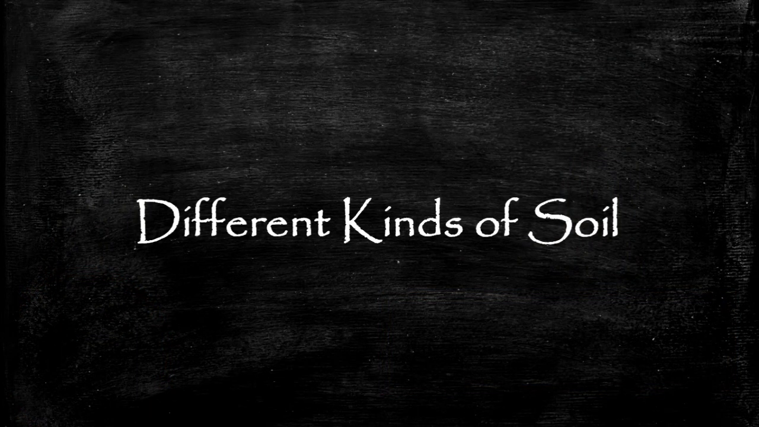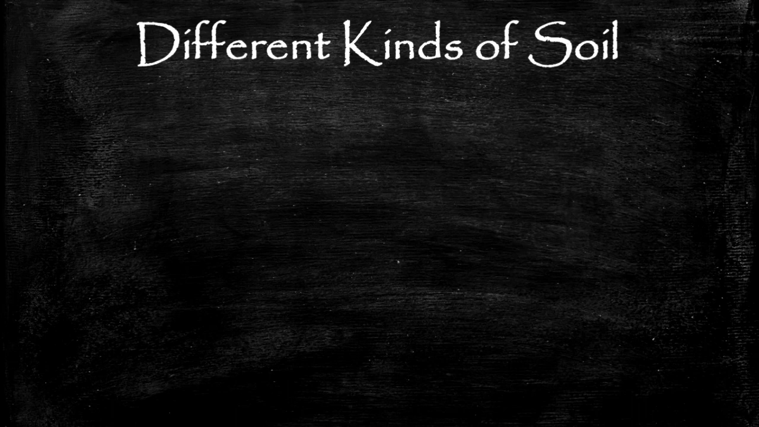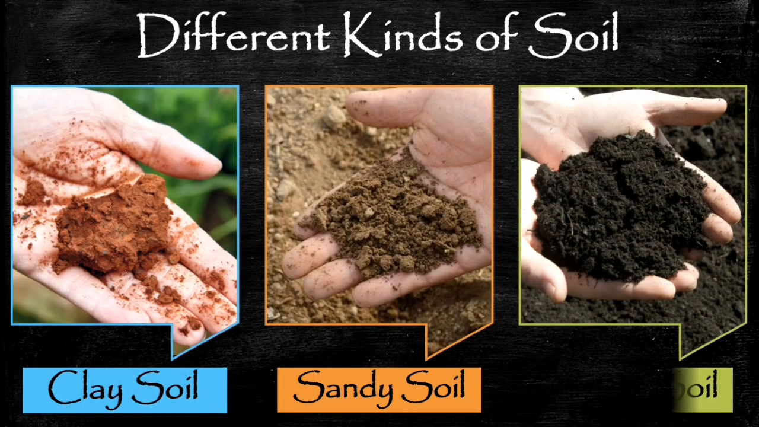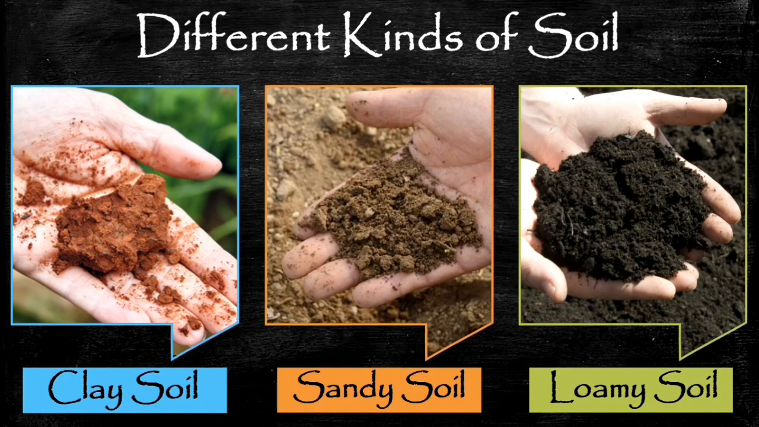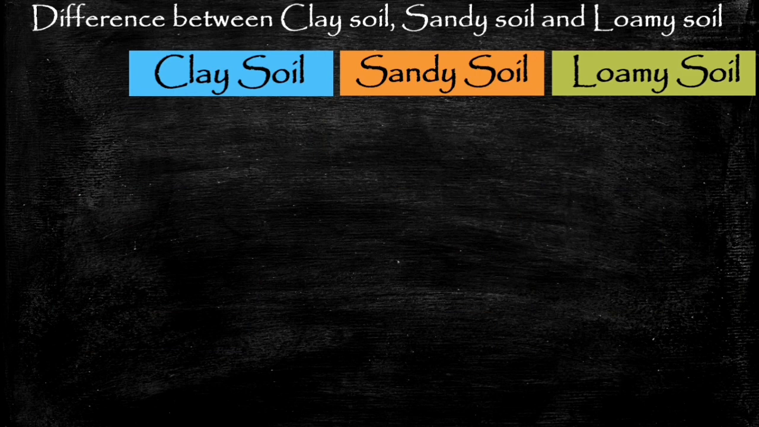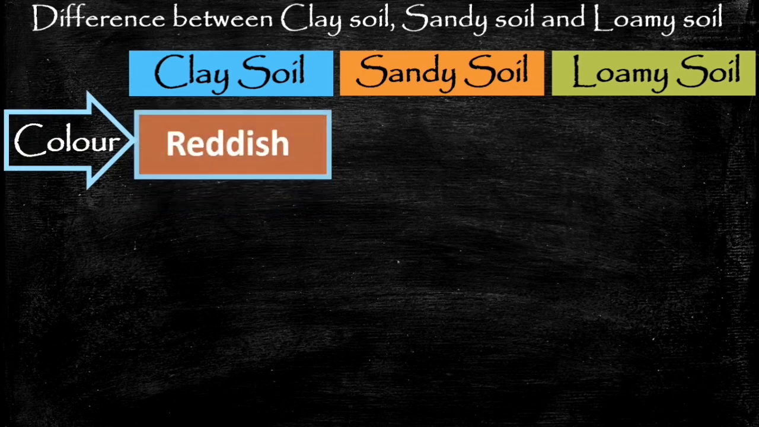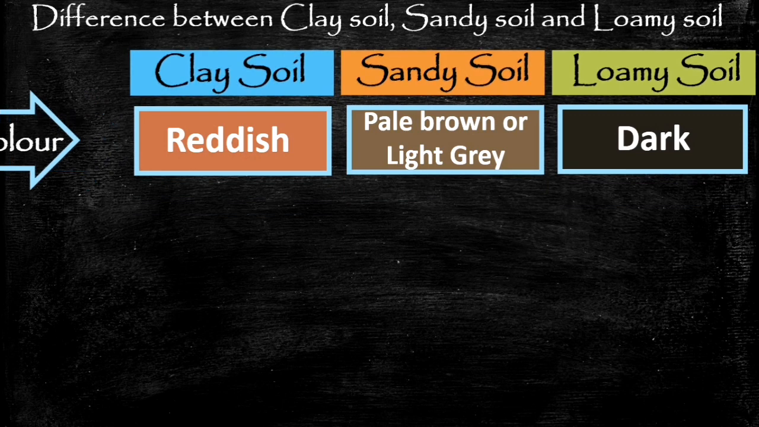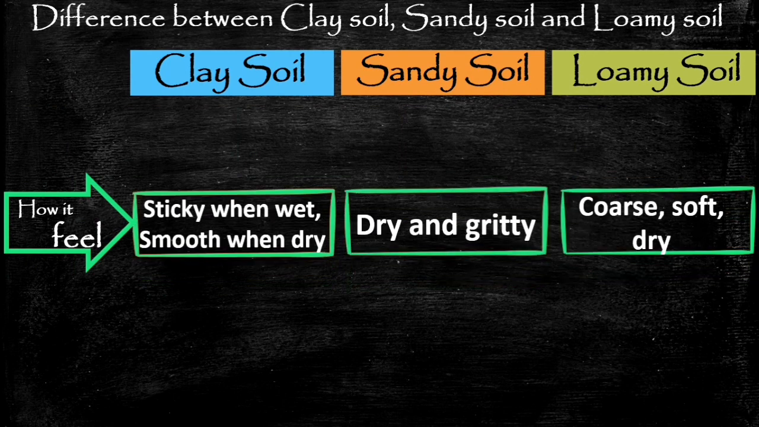Now we will know the different kinds of soil. There are three kinds of soil we know: clay soil, sandy soil, loamy soil. There are a lot of differences among these three kinds of soil. Let's know the difference between clay soil, sandy soil, and loamy soil. At first, color. Clay soil is reddish, sandy soil is pale brown or light brown or light gray. Loamy soil, dark. And next, how it feels if we touch it.